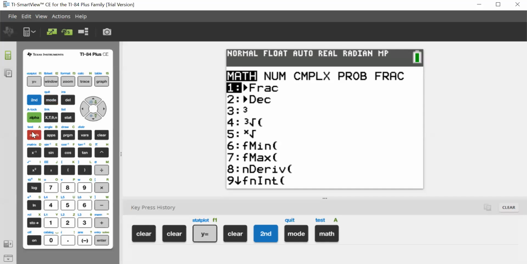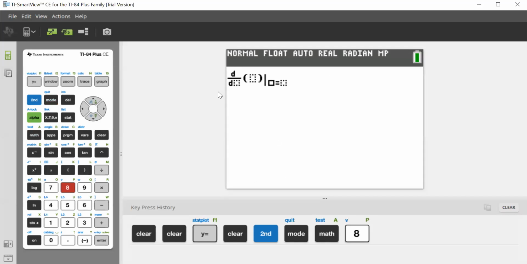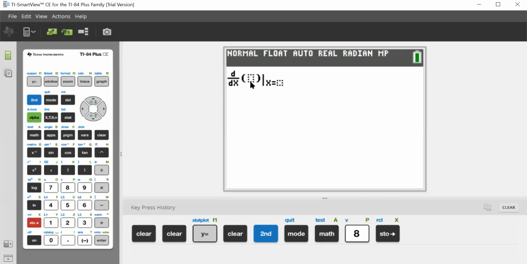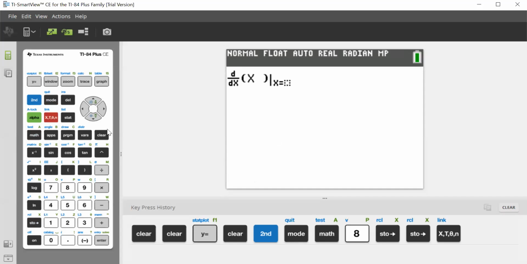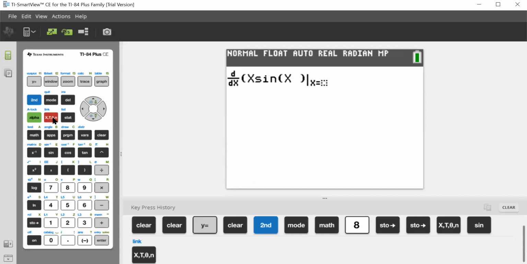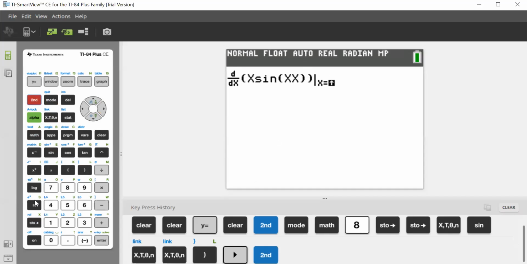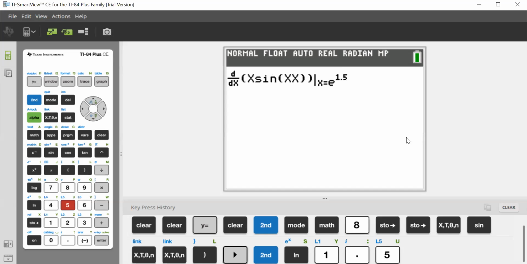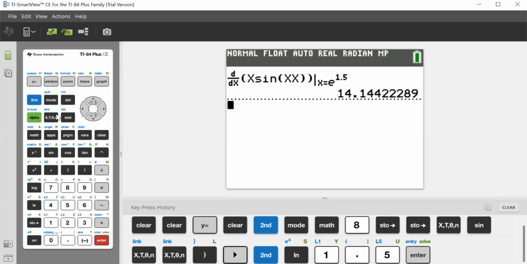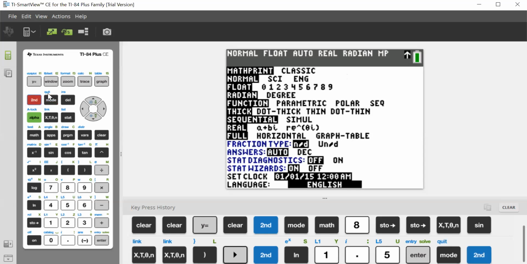I would do math, option 8, derivative with respect to x of, and now I don't remember what that function was. Was it x squared sine of x squared or just x sine of x squared? X sine of x squared. Okay, x, and then sine of x squared. And what was the x value? E to the 1.5. So e to the 1.5. Does that look like the right function, right? Yeah. All right, and I'm just going to make sure I was in radians, so that's good.